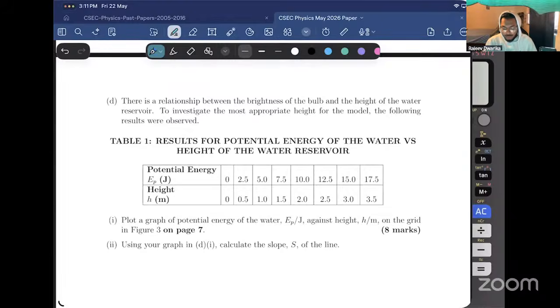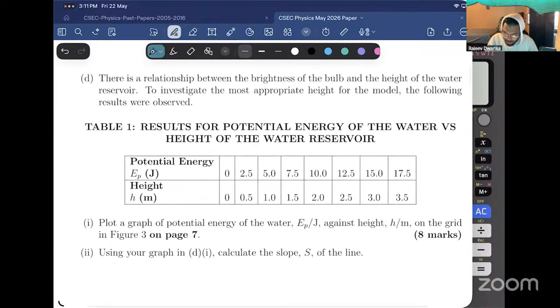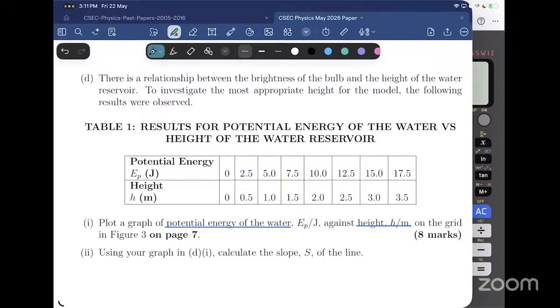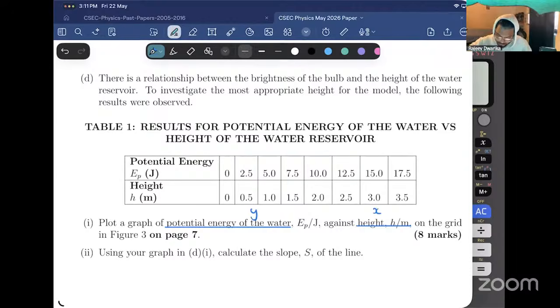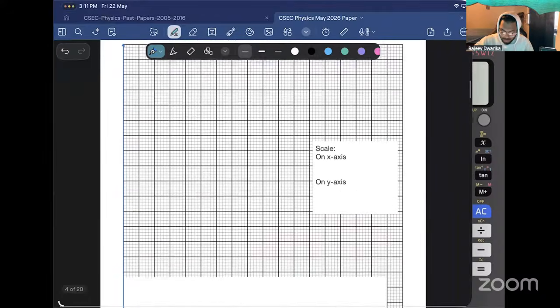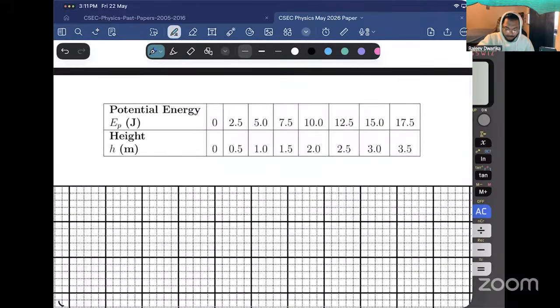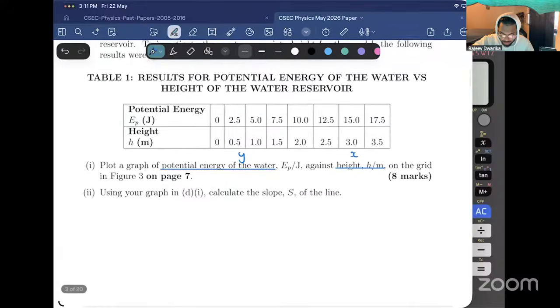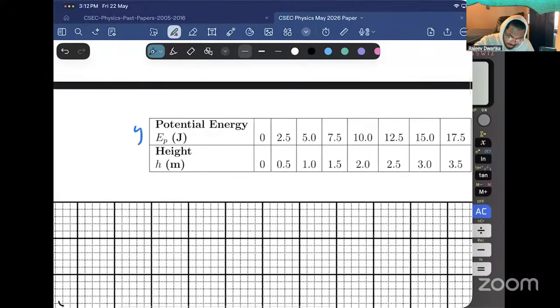So there is a relationship between the brightness of the bulb and the height of the water reservoir. To investigate the most appropriate height for the model, the following results were observed. Plot a graph of potential energy of the water against height on the grid in figure 3 on page 7. So they want us to plot potential energy against height. So potential energy is going on the y-axis, and height is going on the x-axis. Great. Let's move on to the scale quickly.